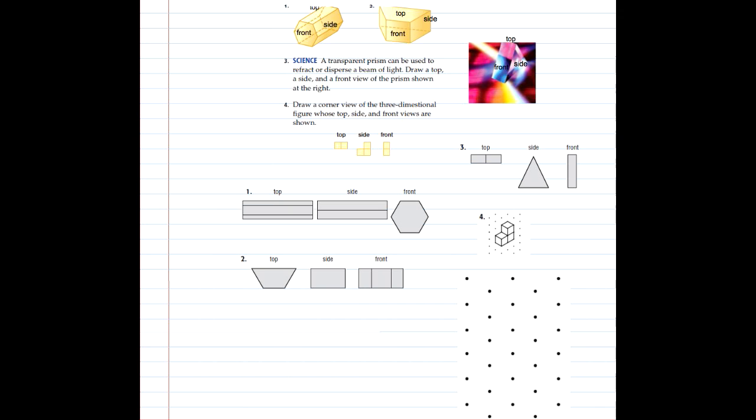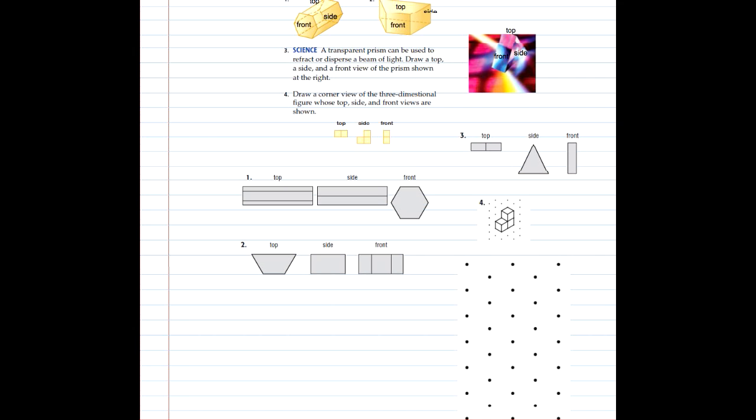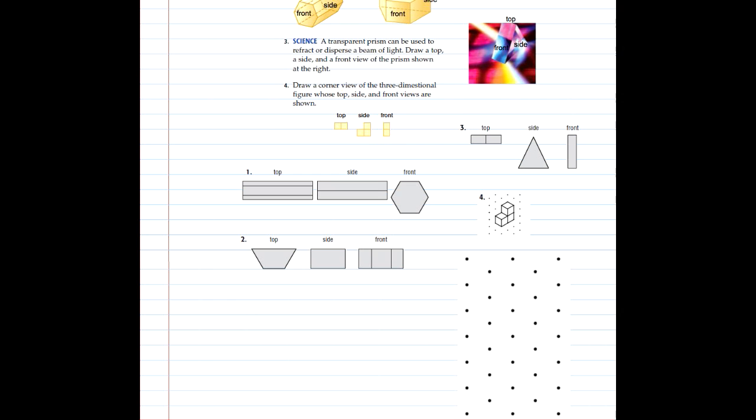In number 4, it says draw a corner view of the three-dimensional figure whose top, side, and front views are shown. And I'll do the same thing I did here in the last example. This is what my finished product will look like in number 4. I'm again going to use my isometric dot paper and my grid to make a quick version of that so you can see how it's done. Actually, probably easier on isometric grid paper with a ruler and a pencil. But you get an idea of how you achieve that three-dimensional look. Like so.